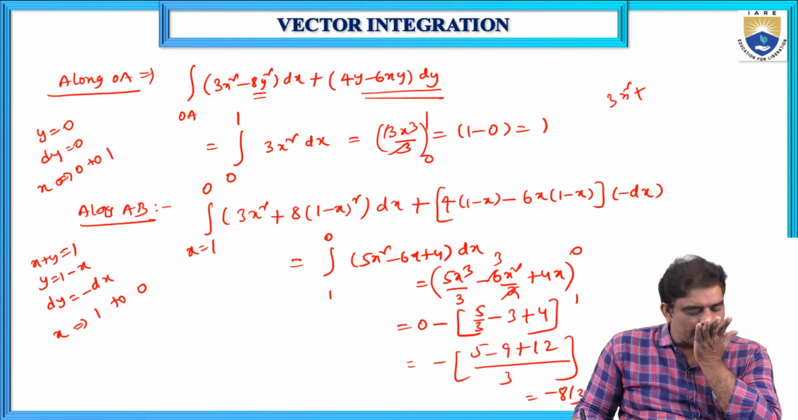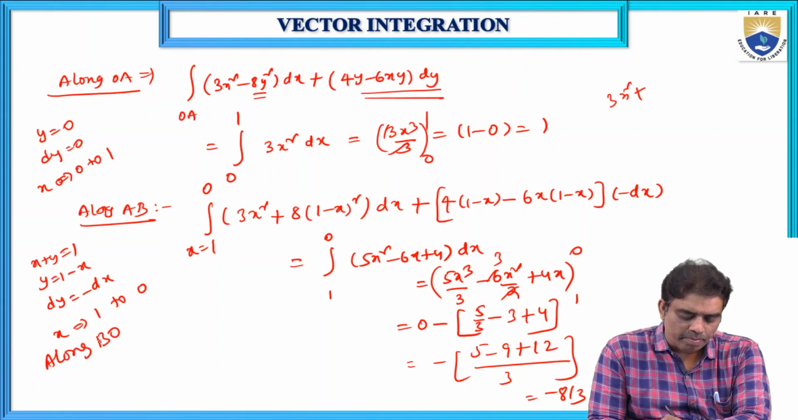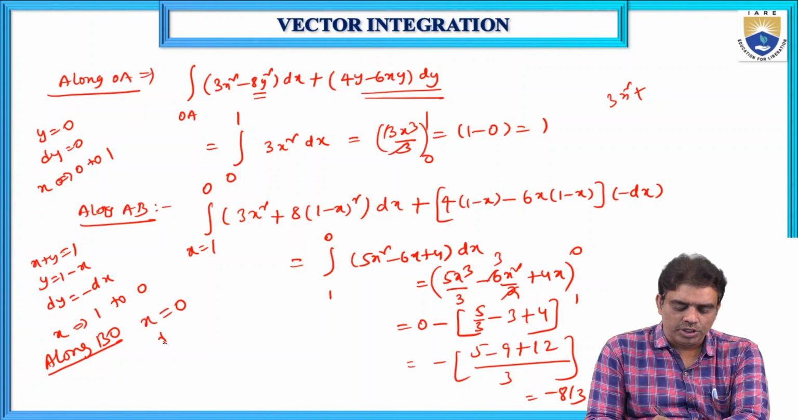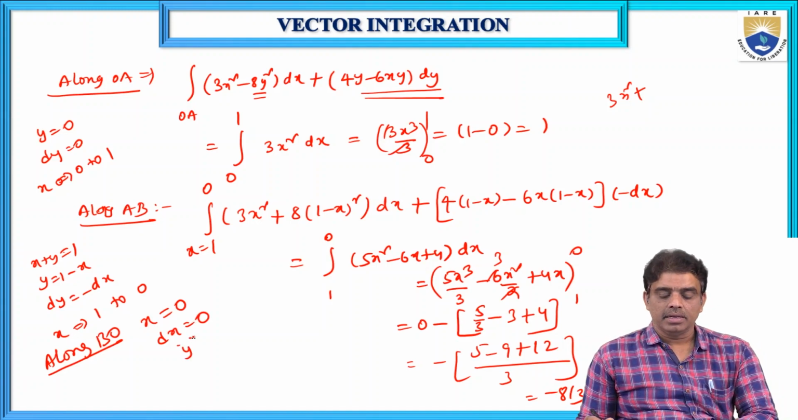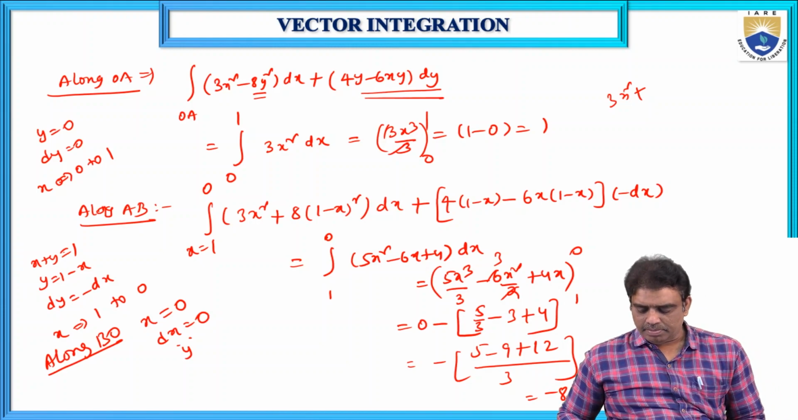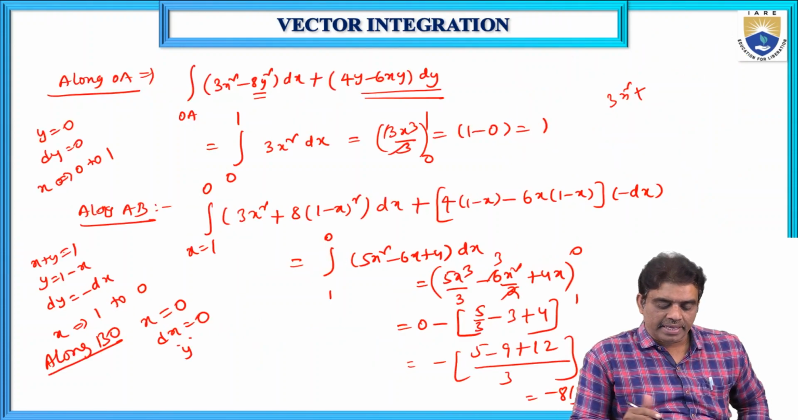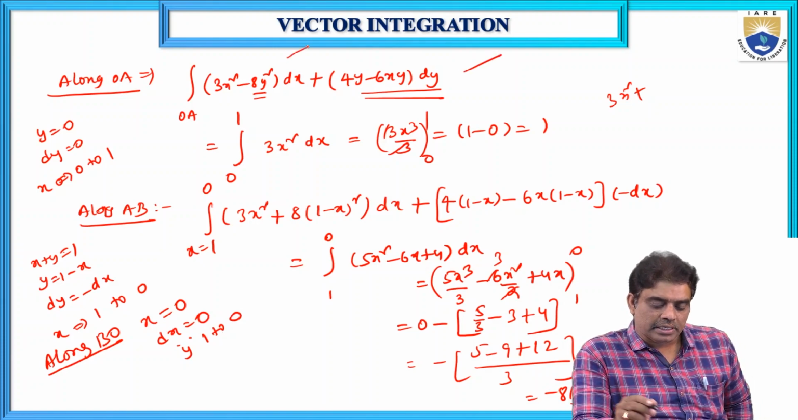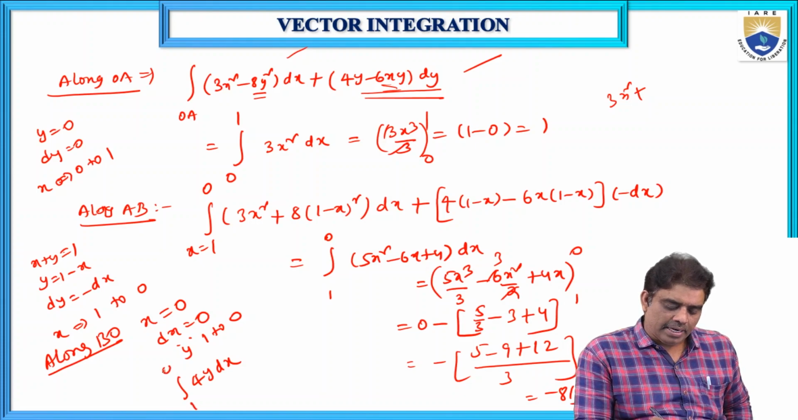Similarly, you find along BO also. So what is along BO? The equation is the y-axis. The equation of the y-axis is x equals 0, so dx is 0. But y is the variable limit here. What is the y variable limit? I can see that y varies from 1 to 0. So in this integral, x equals 0, so the first term is entirely 0, and the second term also has a 0 part. We will get only 4y dy between 1 and 0.